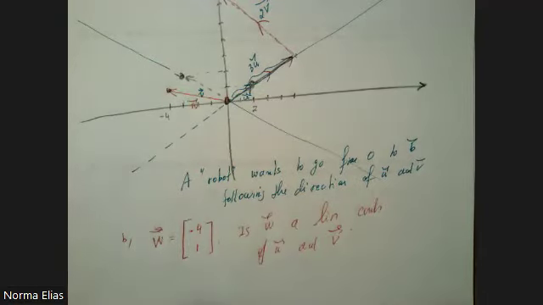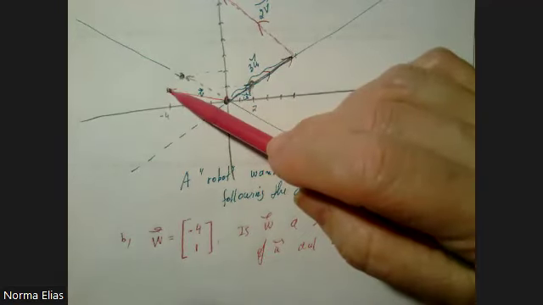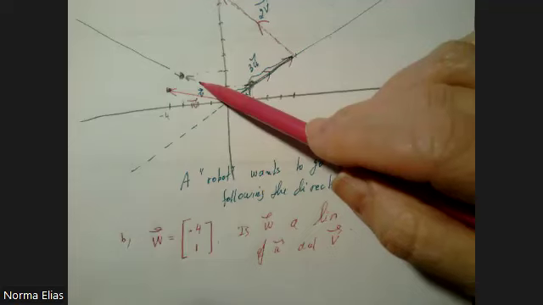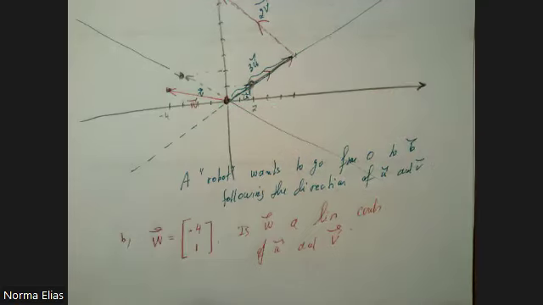What do you think? Can I write W as a linear combination of U and V? Imagine the robot wants to go from here to here. The robot has two directions. He can follow two lines, either the line parallel to U or parallel to V. Can he do it? What do you guys think? Jackson tells me yes. Anybody else tells me yes.